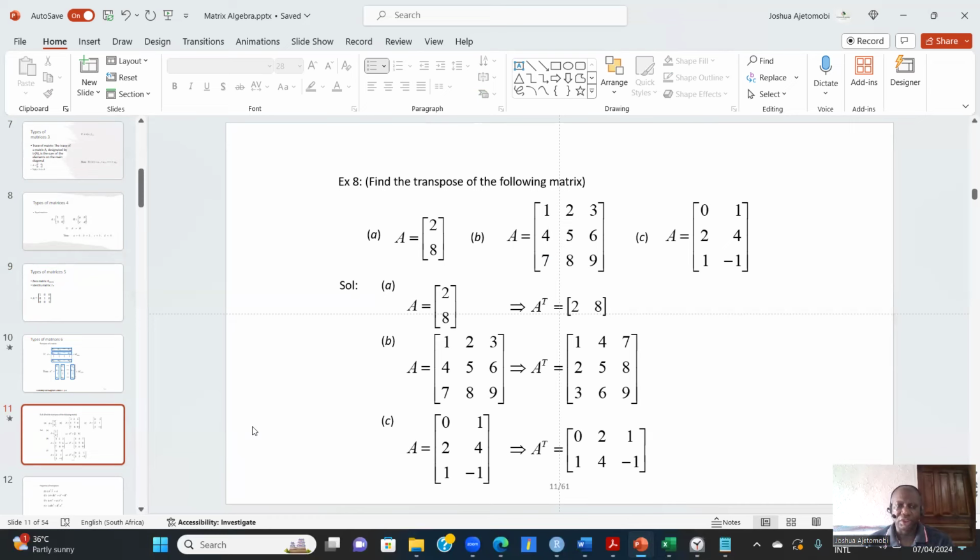And for C, we have 0, 2, 1, which is column 1. That will become row 1, which is 0, 2, 1. And 1, 4, minus 1, which is the second column, will now become the second row for the transpose of the matrix.